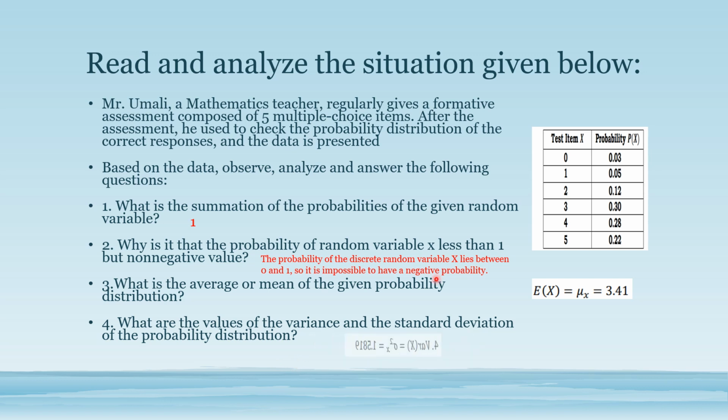The answer is variance is equal to 1.5819. If you are wondering how we came up with the answers for questions 3 and 4, you will understand everything as we go on with our discussion.